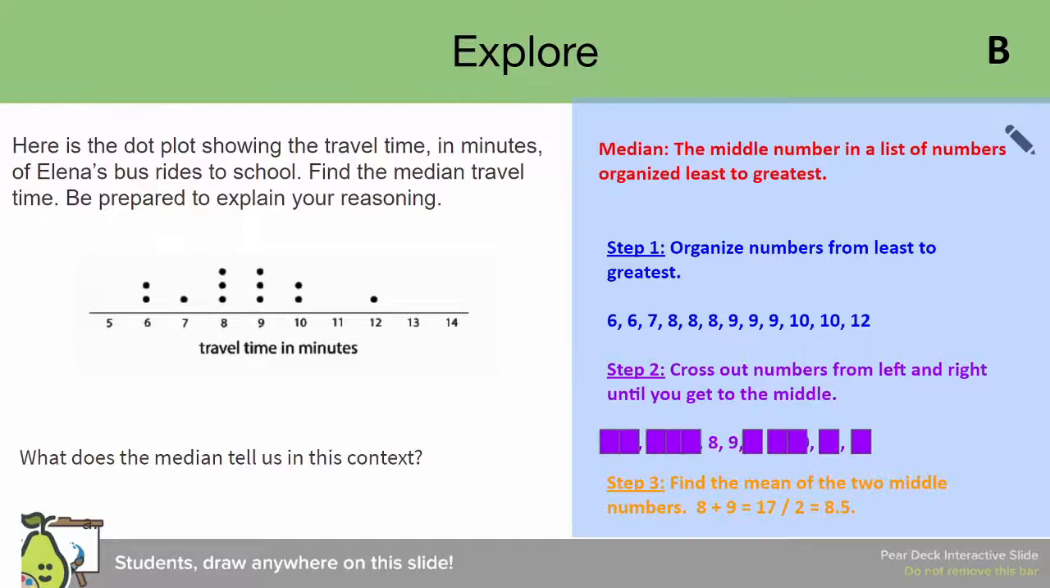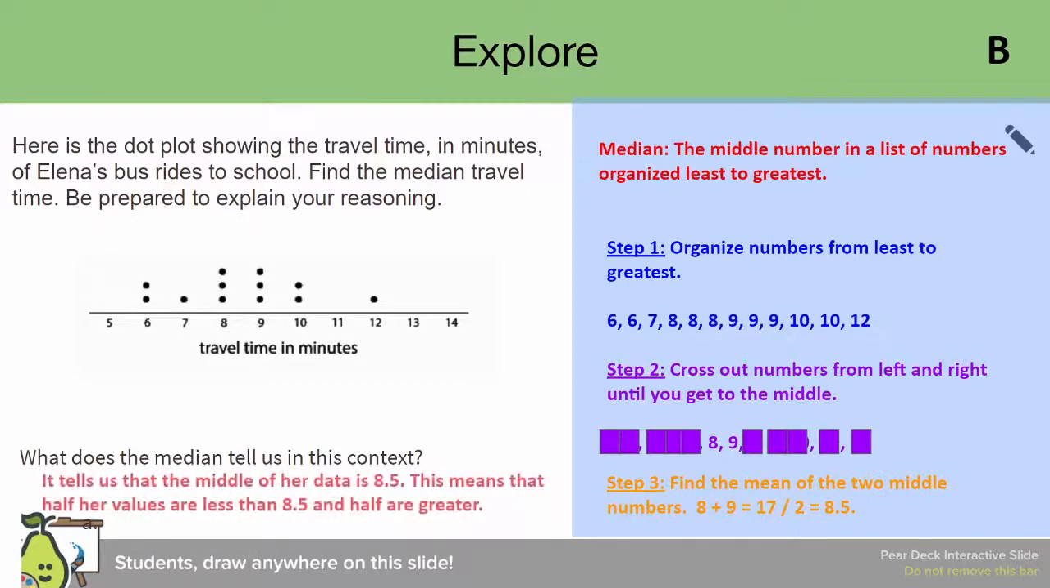So let's go back to the question. They're asking us, what does the median tell us in this context? So go ahead, pause the video. Let me know. What do you think the median tells us in this context? All right, welcome back. If you said that it tells us that the middle of her data is 8.5, which means that half her values are less than 8.5 and half are greater, then you're correct.